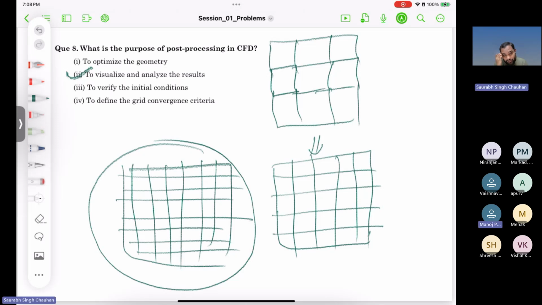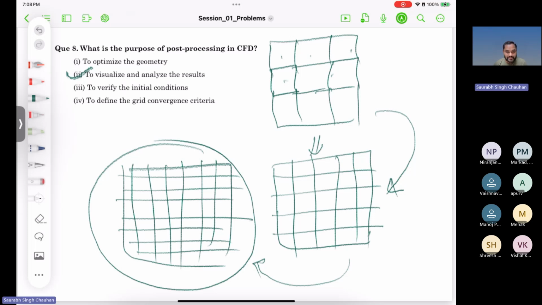Okay, sir. Then again, if you reduce the cell size, what will happen? The change in result will be negligible, but the change in time will be more, right? Here there are 1, 2, 3, 4, 9 cells. In the second one, you have more cells. In the third one, you have even more cells. So as you are increasing the number of cells, you are reducing the size of cells.